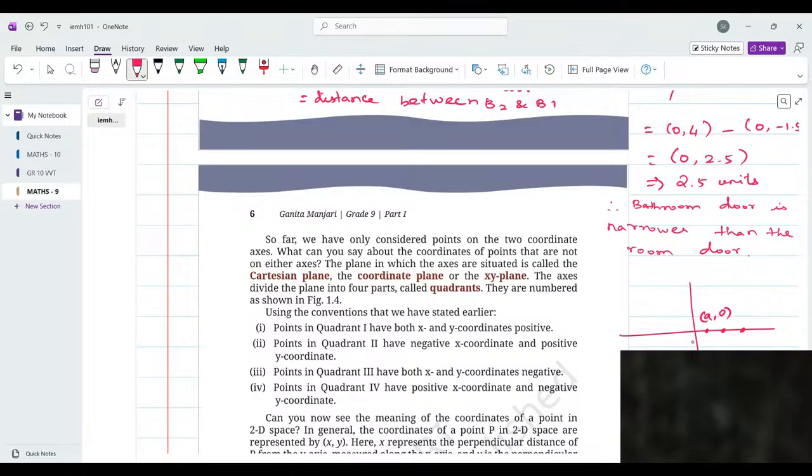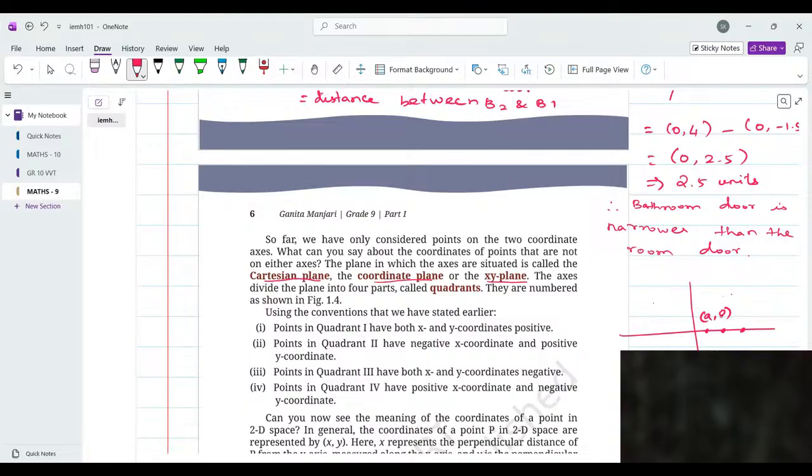If the point is not on either axis, how do we represent it? The plane in which the axes are situated is called the Cartesian plane, coordinate plane, or XY plane. These are the different names for the plane. The two axes, x-axis and y-axis, divide the plane into 4 quadrants.